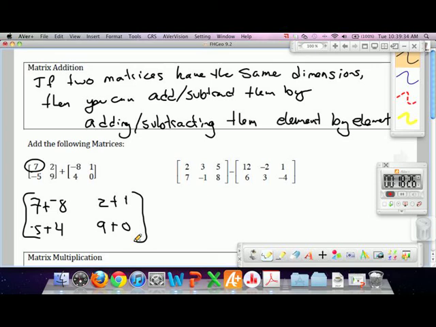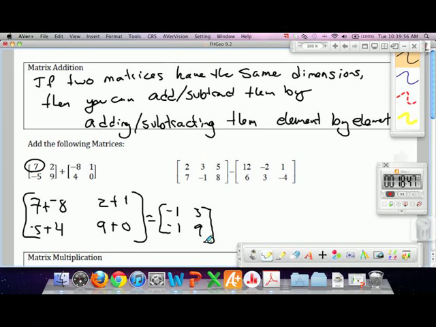Seven plus negative 8 gives me negative 1, 3, negative 1, 9. That would be the matrix addition of these two.